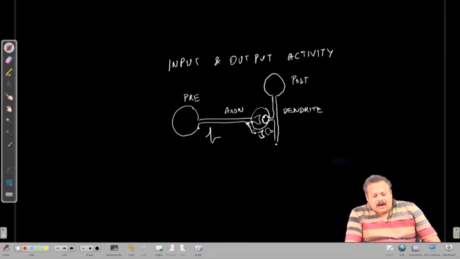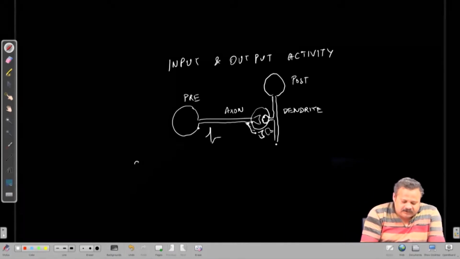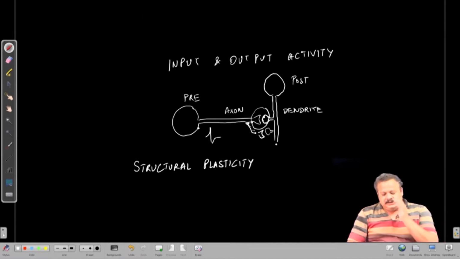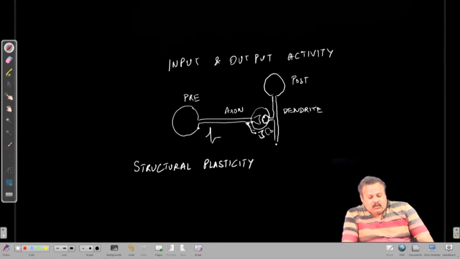So, what are the types of plasticity? First of all, we have what is called structural plasticity. In structural plasticity, we essentially mean that there were no synapses originally, and new synapses are forming between two neurons.